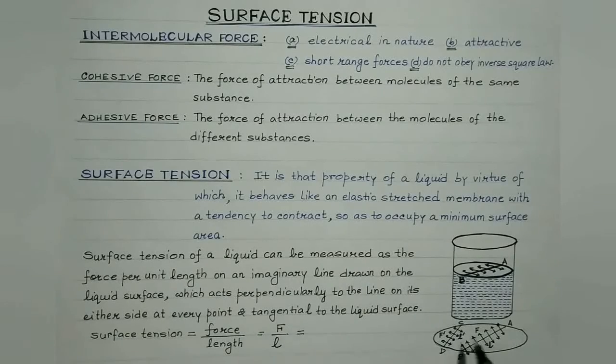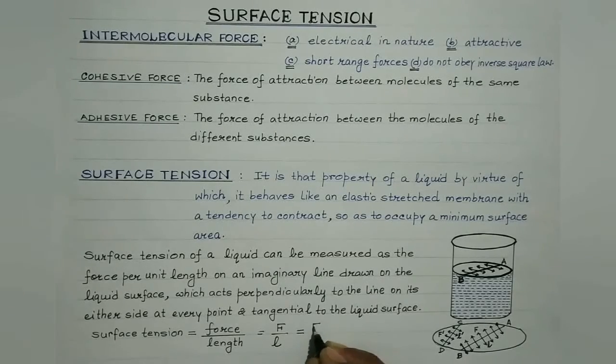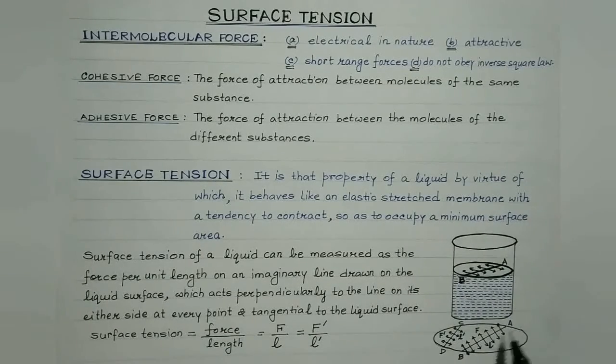Now if you consider this imagined line of shorter length, here a lesser number of molecules are interacting with each other. So here F dash, which is the magnitude of the intermolecular force acting between the molecules on either side of this imagined line CD, would be of lesser magnitude. But L dash is also less than L, F dash is also less than F, but the ratio remains the same. That is, it will be F dash by L dash, right? So the length of the imaginary line which is drawn on this liquid surface is immaterial.